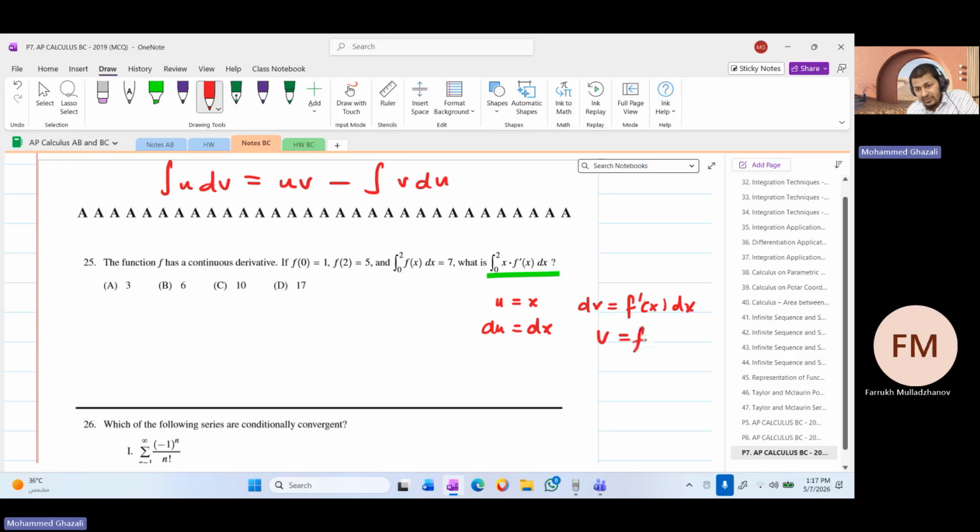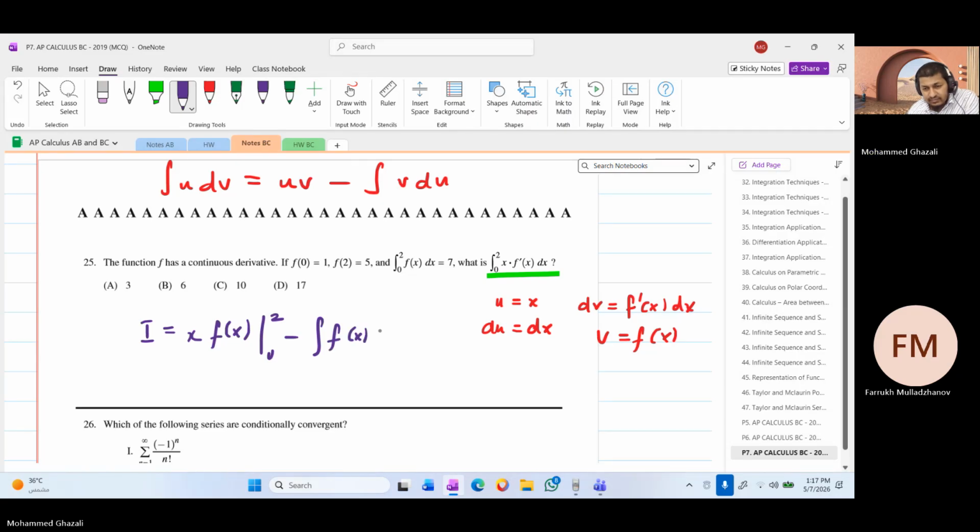If you integrate this, you'll get f of x. So what's the formula? uv minus integral of v du. What is uv? x f of x. But I think we are evaluating the integral between 0 and 2. Don't forget that limit, because it's the exact integral. Minus integral of v du. What is v? v is f of x. And what's du? dx. And that is still between 0 and 2. So what I've done is uv minus integral of v du. Are we good?